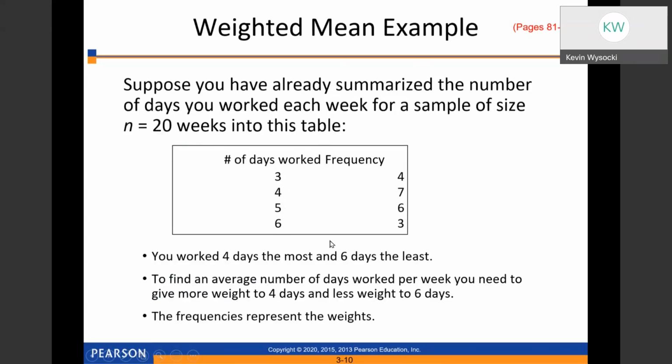So literally what that means is there were 4 occurrences where the person worked 3 days a week. There were 7 occurrences where they worked 4 days a week. There were 6 occurrences where they worked 5 days a week, and 3 occurrences where they worked 6 days a week. So if we were going to find the average, we would have to add 4 3s together, plus 7 4s, plus 6 5s, plus 3 6s. So what we do is we use the frequency or the relative frequency for the weights.